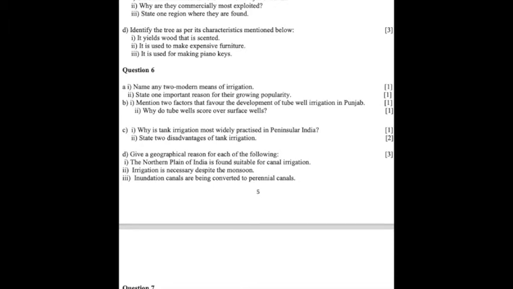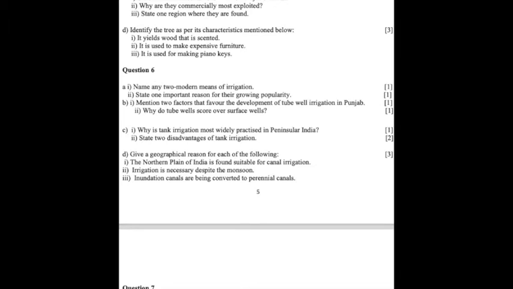Name any two modern means of irrigation: sprinkler irrigation, drip irrigation, furrow irrigation. State one important reason for their growing popularity: they make more efficient use of water and hence conserve water. Mention two factors that favor the development of tube well irrigation in Punjab: soft nature of soil, availability of plentiful water at great depths, availability of regular cheap electricity.